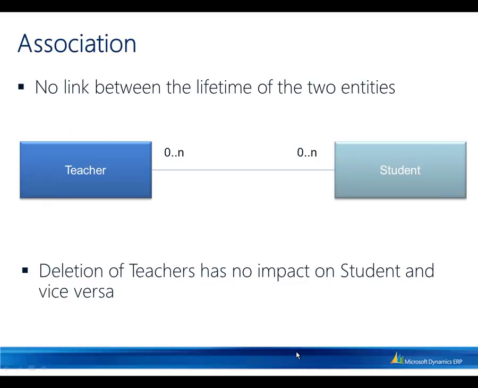When there is no link between the lifetime of two entities participating in the relationship, the relationship type can be said to be association. This is the most common type of relation. In this example, a teacher is associated with a student with a many-to-many relation. A teacher can have many students, a student can have many teachers. Deleting one entity has no impact on the lifetime of the other entity. This type of relation is specified by choosing association.